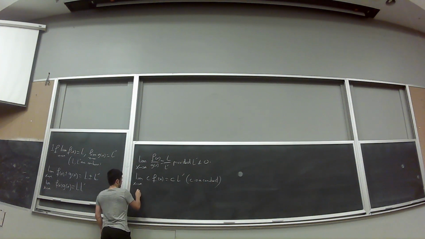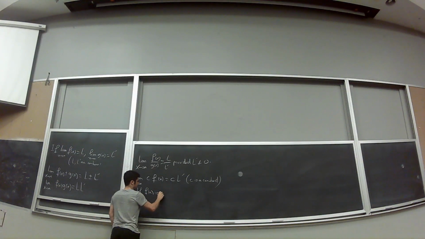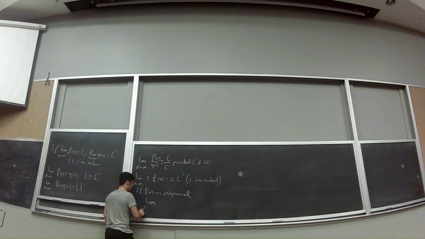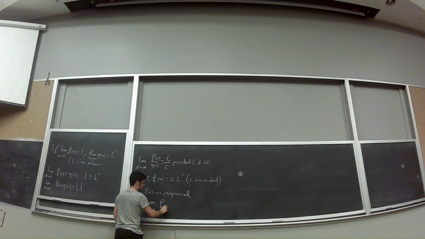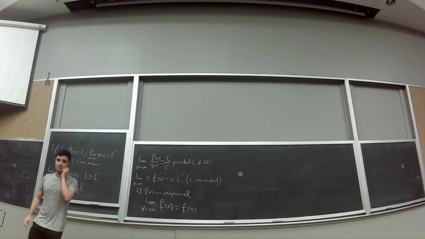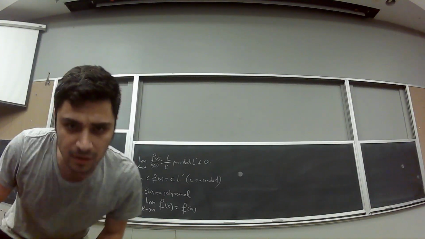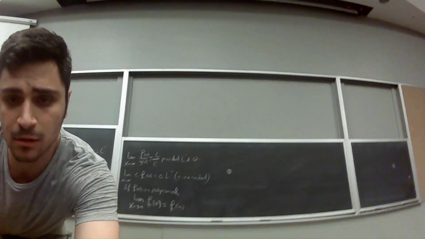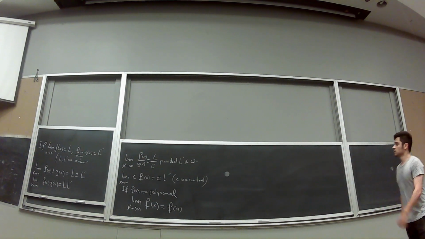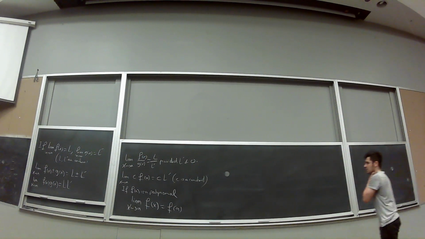What did we see as well? If f of x is a polynomial, then the limit as x approaches A of f of x is equal to f of A, right? Remember that? Just let me check that everything is okay. Great. Awesome. So, now let's add one more.